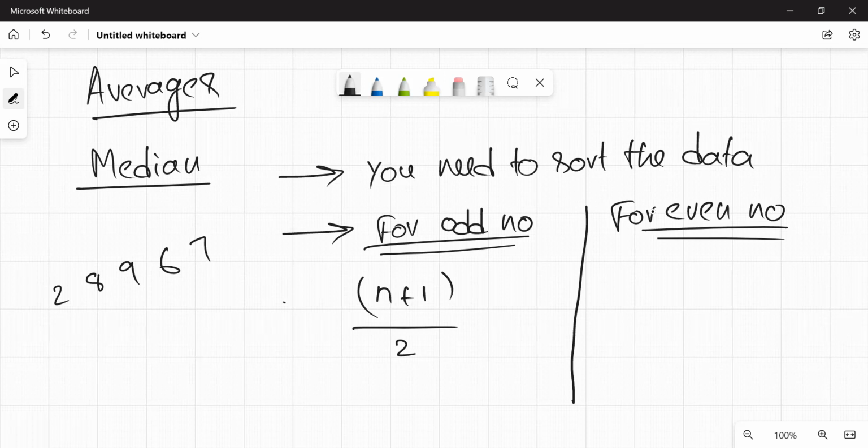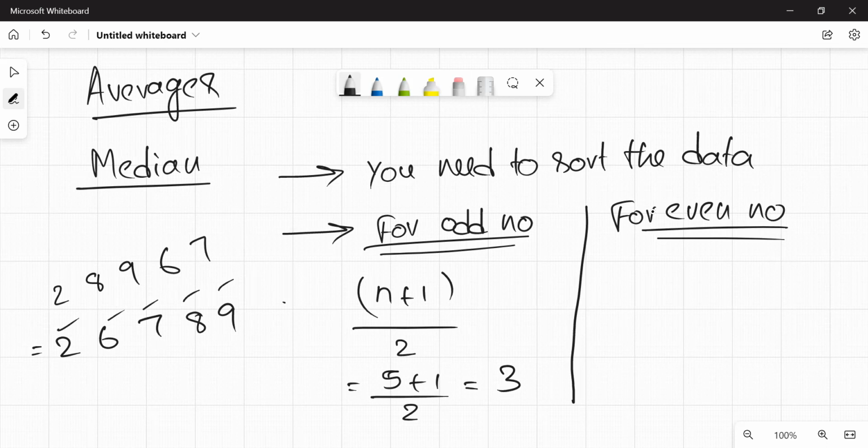First of all, you arrange this either in ascending or descending order. I choose ascending order, from smallest to greatest: 2, 6, 7, 8, and 9. Now I apply the formula n plus 1 by 2. What is n here? The number of data points, that is 5. So 5 plus 1 divided by 2 is 6 by 2, nothing but 3. You need to spot the third position. So our median is 7.